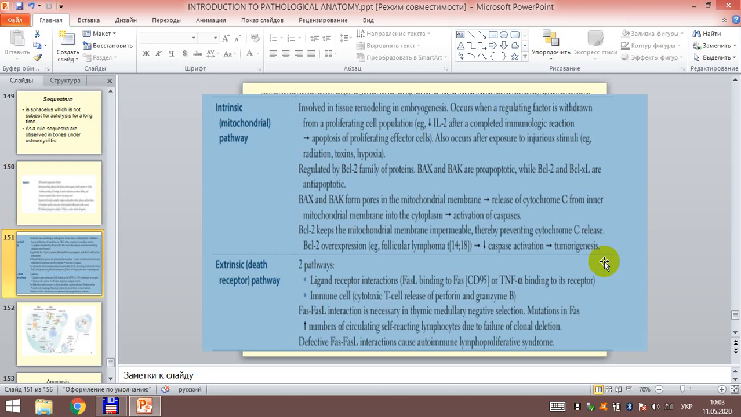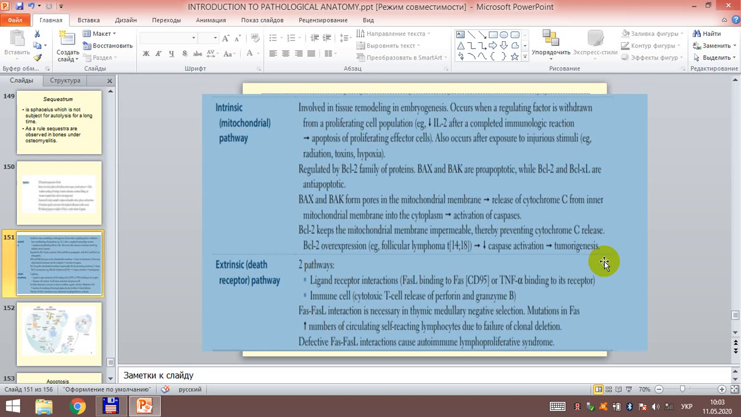The intrinsic mitochondrial pathway is involved in tissue remodeling in embryogenesis. It occurs when a growth factor is withdrawn from a proliferating cell population. A decrease in interleukin 2 after an immunological reaction leads to apoptosis of proliferating cells. It also occurs after exposure to injurious stimuli, radiation, toxins, hypoxia.